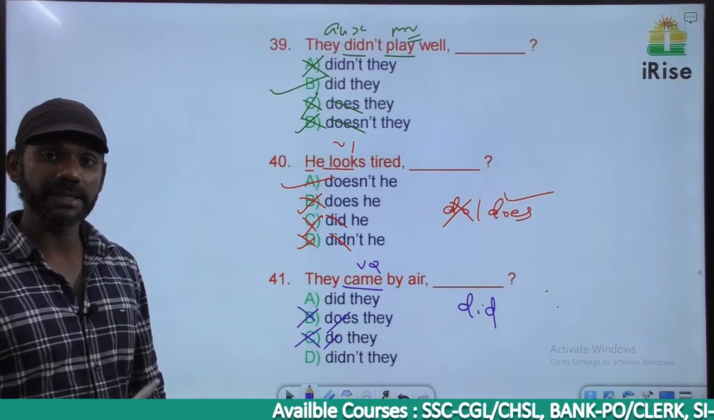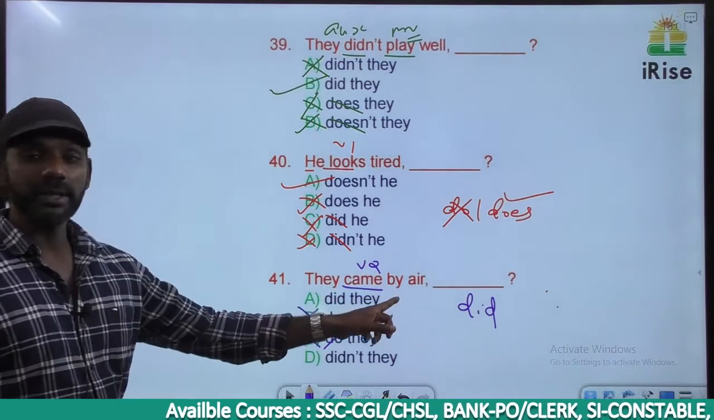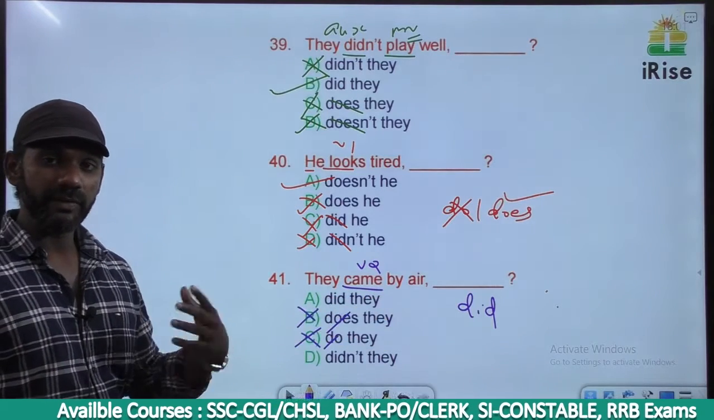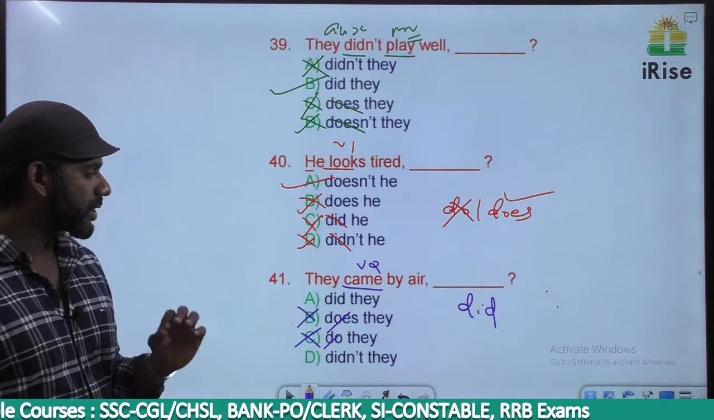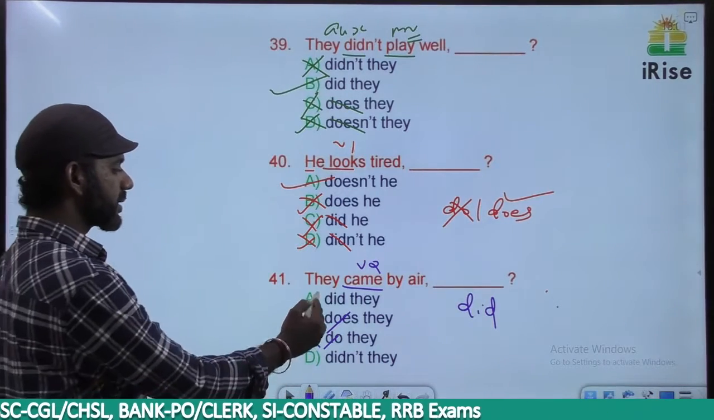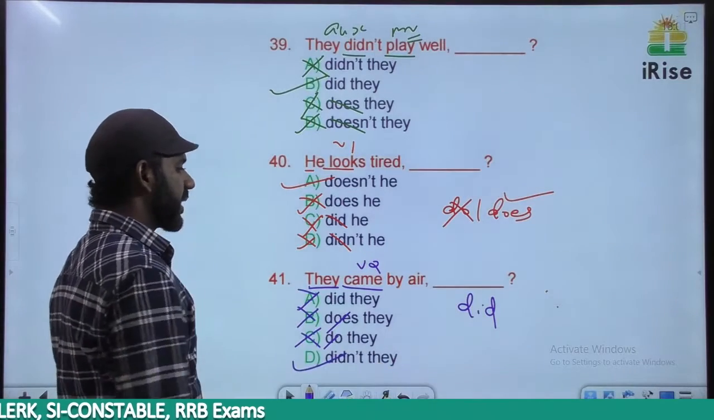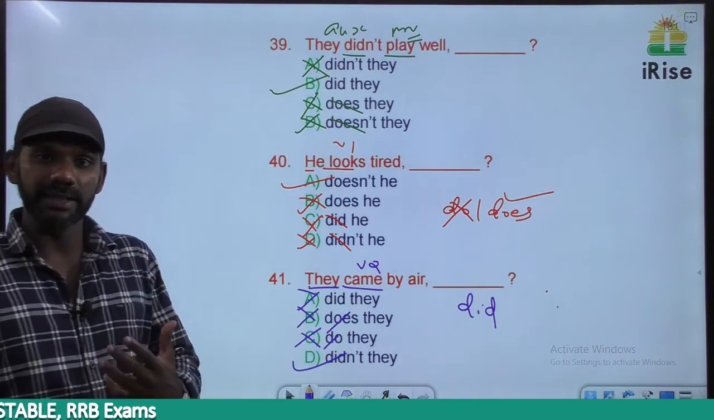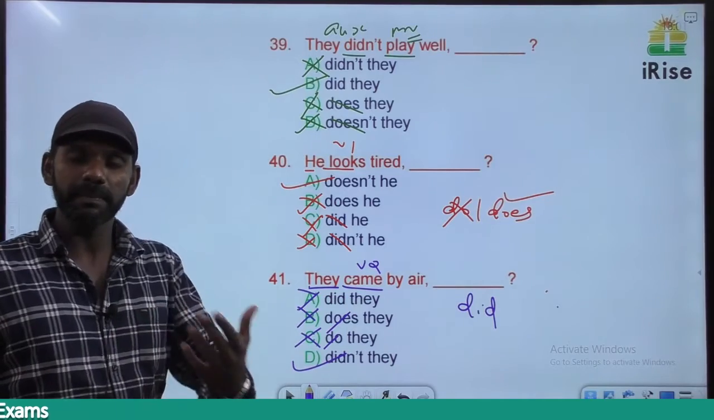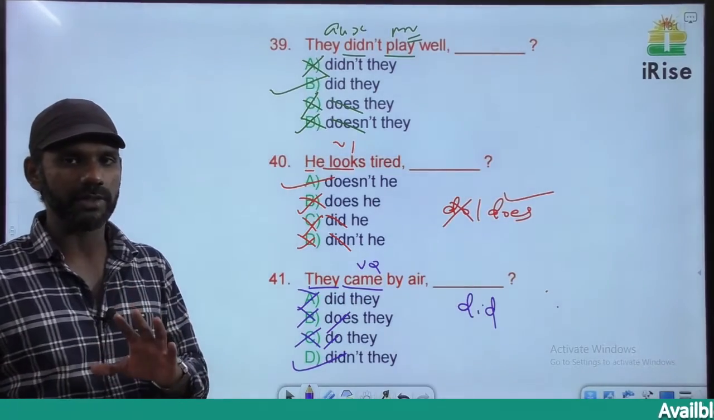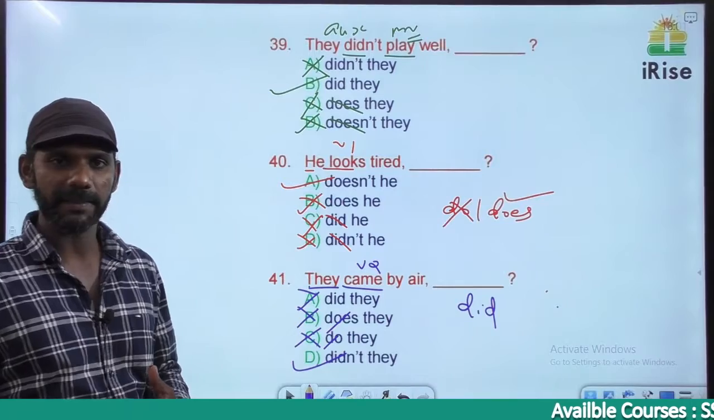Does and do come in the simple present tense. No negative term in the sentence. In the tag we need to have a negative term. Did not, short form is didn't. So A is gone. The subject here is they. So didn't they. They came by air. Didn't they? That means didn't they come by air. Didn't they came by air is wrong. Didn't they come by air.